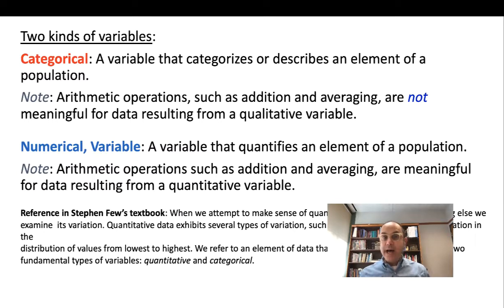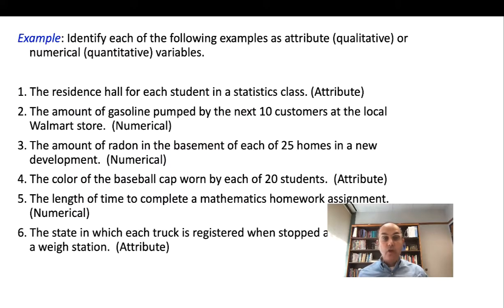We have two types of variables: categorical, a variable that describes an element of the population, and numerical. So according to our textbook, and today I'm going to refer to a few textbooks quite often, the idea of a variable, the two types of variable, is that they try to give us a value in the form of how this variable comes into play.